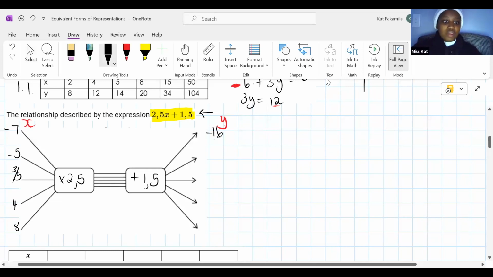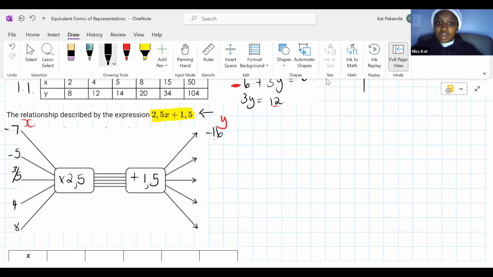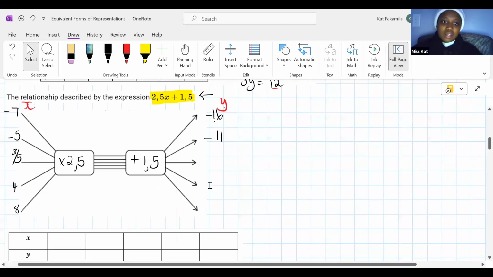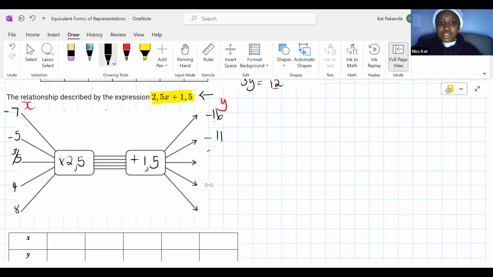-16. So for -5, what is our output? For -5, yes, Karabo, -11. 3/5. What is our output there? That is indeed correct. For 3/5, our output is 3. Guys, we really chose nice inputs because we seem to be getting whole numbers. Let's see if that lasts. For an input of 4, what is our output going to be?